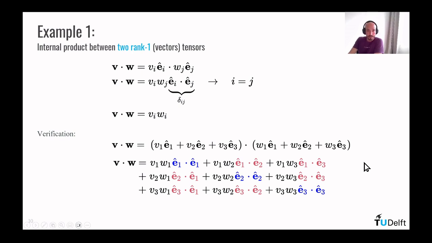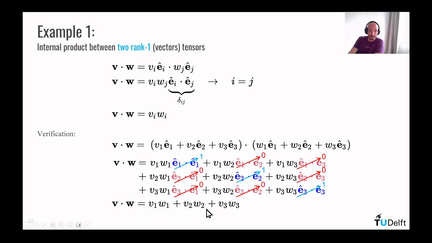Here I painted in blue the dot product between the same vectors, and in red the dot product between different basis vectors, because we know that the dot product between different vectors is 0, and the dot product between the same basis vectors is always 1. So from this result we get this expression here: v1 w1 plus v2 w2 plus v3 w3, which can be represented by this simple expression in Einstein notation.